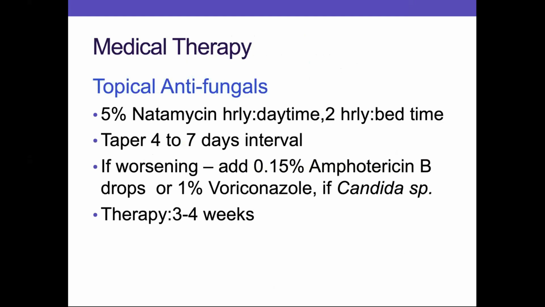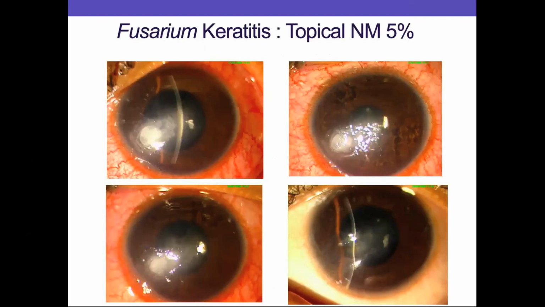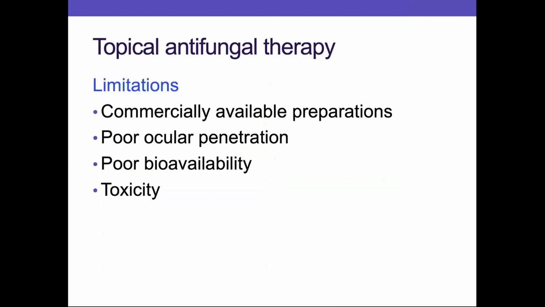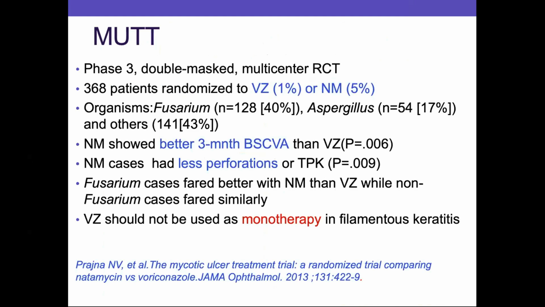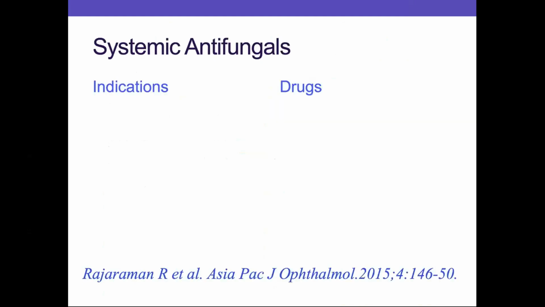So the mainstay for a case of fungal keratitis is 5% natamycin, and if there's worsening, you either add amphotericin B or 1% voriconazole, and the therapy lasts for 4 weeks. So this is a case which healed on topical natamycin. Of course, the currently available antifungal agents have poor ocular penetration, poor bioavailability, as well as toxicity. And the MUTT 1 trial showed us that voriconazole should not be used as monotherapy in cases of filamentous keratitis.